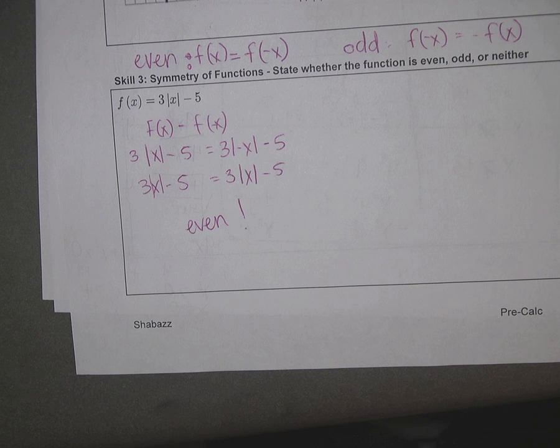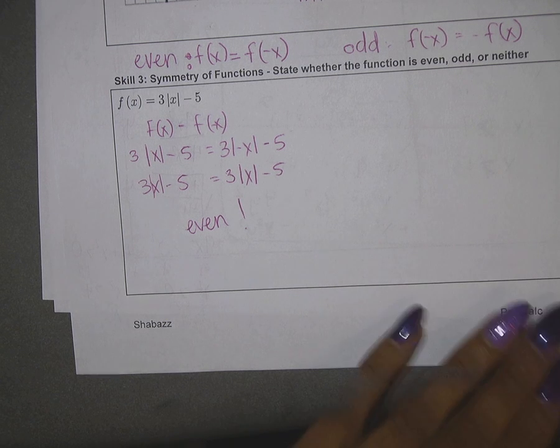Now, bonus points. What transformations have been happening here? A stretch and a shift. Is it horizontal or vertical? It's on the outside, so it's vertical. And there's no reflection, right? Reflection would be an actual negative sign.